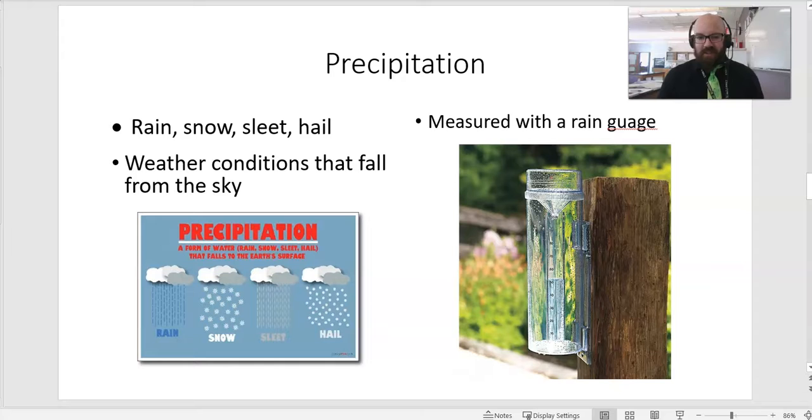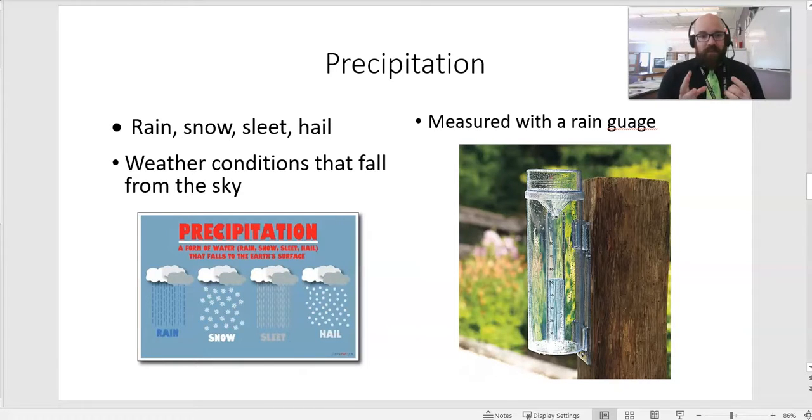It's not quite snow, not quite rain, but you can tell that the rain looks thicker. It's very fluid. It's not completely solid, not completely liquid. Hail is when you have chunks of matter falling from the sky, like ice chunks. It can be measured with what we call a rain gauge, pictured on the right here.